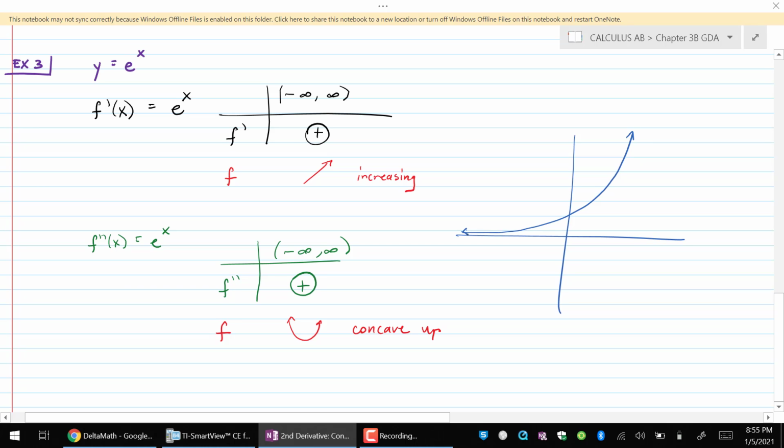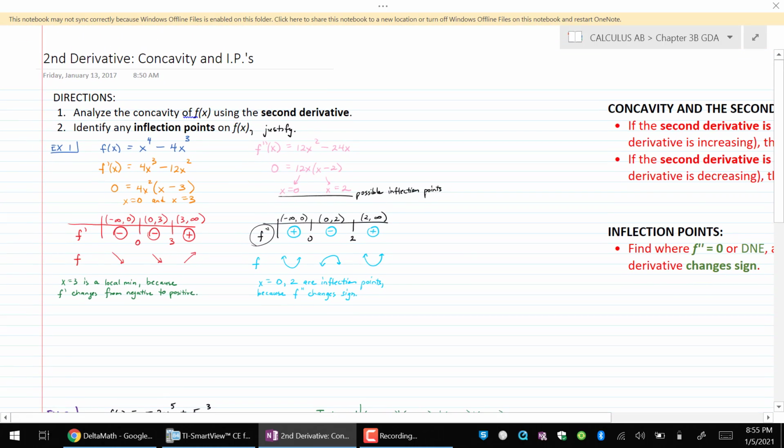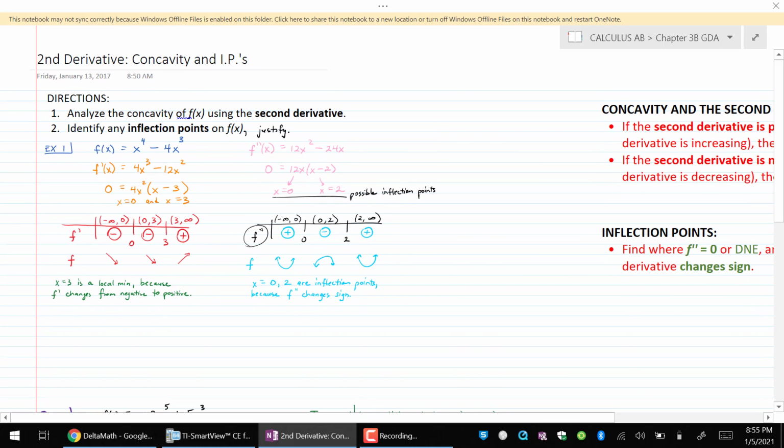So the sign charts don't come any simpler than that, where we don't have really any sort of interior points to worry about. So that's a little discussion on, again, the first derivative, but primarily here the second derivative analysis of functions, finding concavity and inflection points.